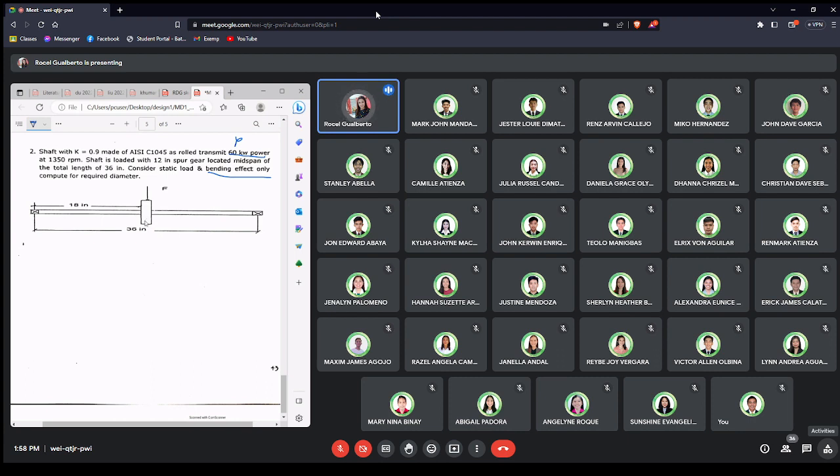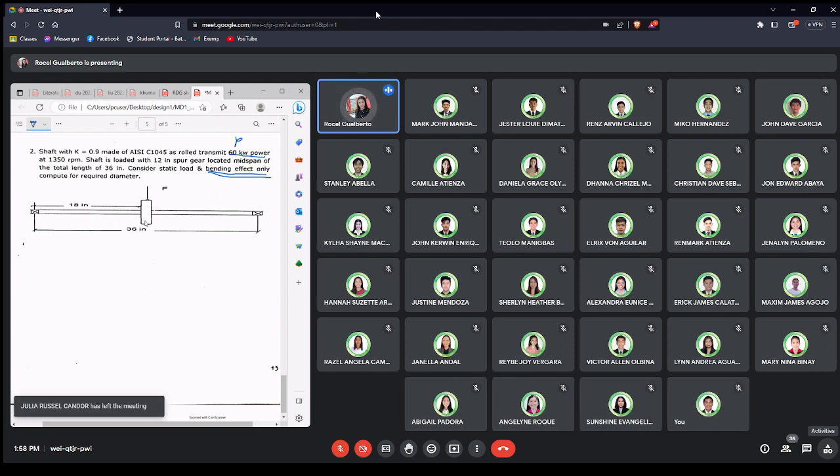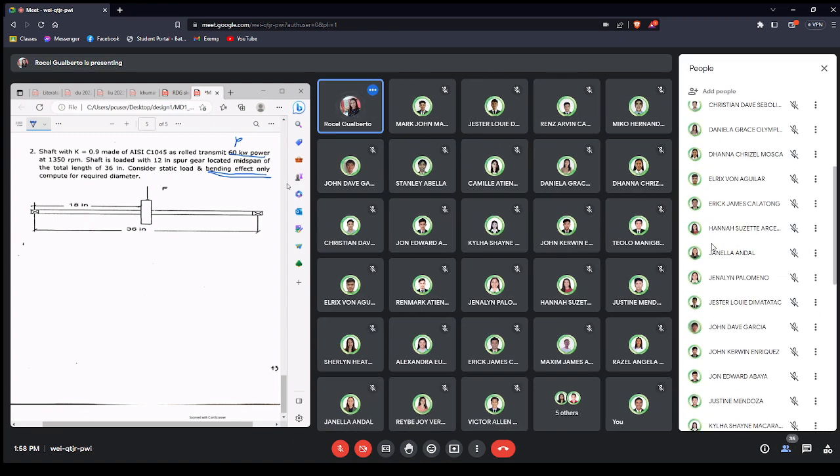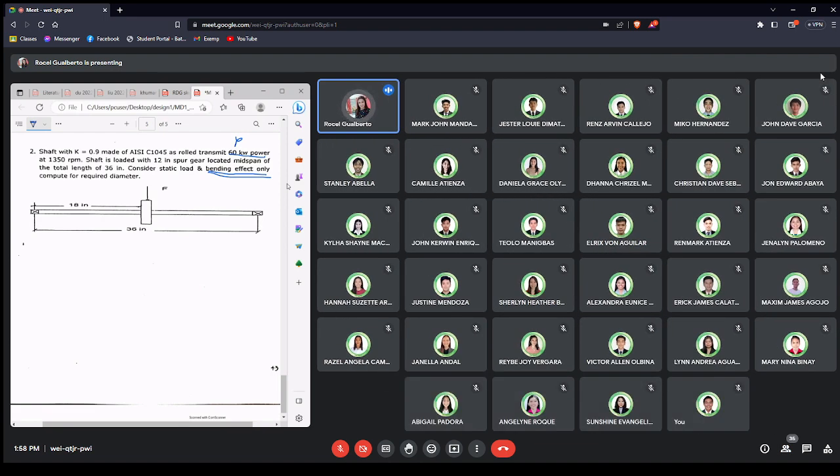But because of this statement that you consider static load and bending effect only, ibig sabihin, yung torsional effect po natin ay hindi po natin isasama. So, yan po yung ibig sabihin nung problem na ito. Pero kung wala po yung statement na bending effect only, this would be a combination of the two. Now, with this po, this would be under pure bending.